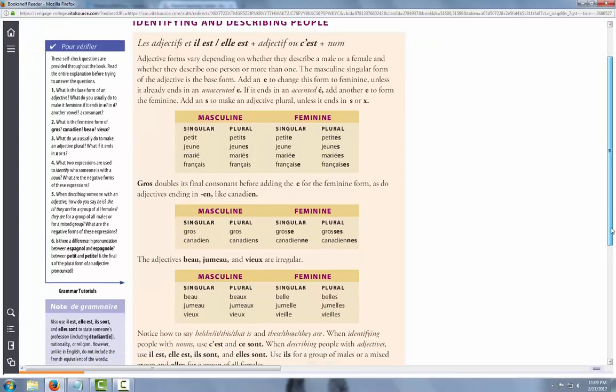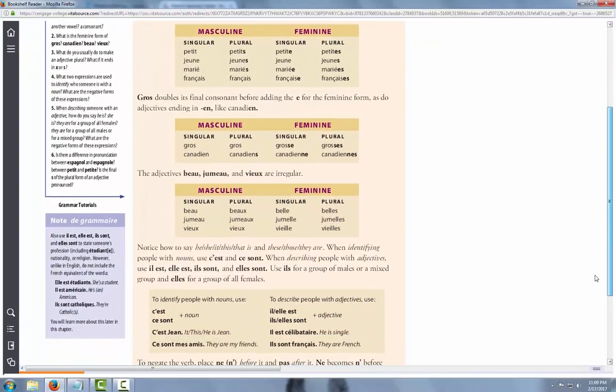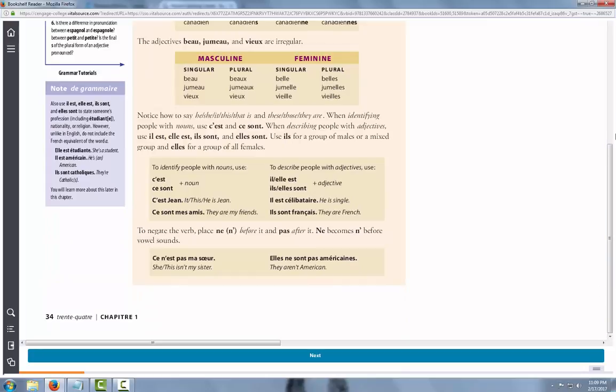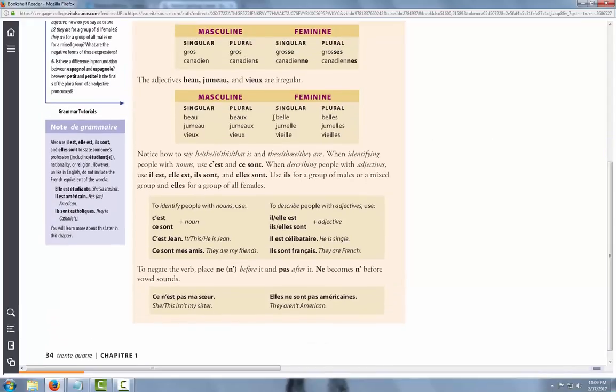Let's go down to beau, jumeau, et vieux. I will scroll down a little further to have the whole page. Okay, beau, which means beautiful, jumeau, which means twin, and vieux, which means old, are completely irregular all the way through. You just need to learn those by heart. Let's go through them. Beau, il est beau, ils sont beaux, elle est belle, elles sont belles. So you see the X is a final consonant, so you don't hear it. You have to write it down, but it doesn't change the pronunciation.